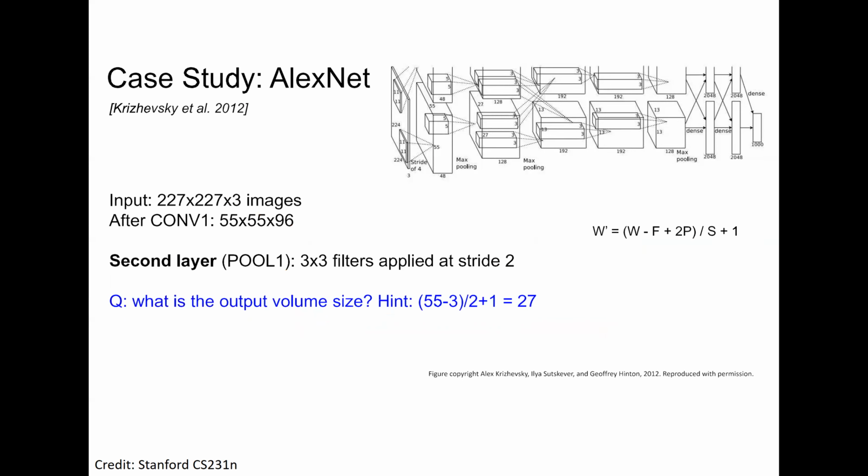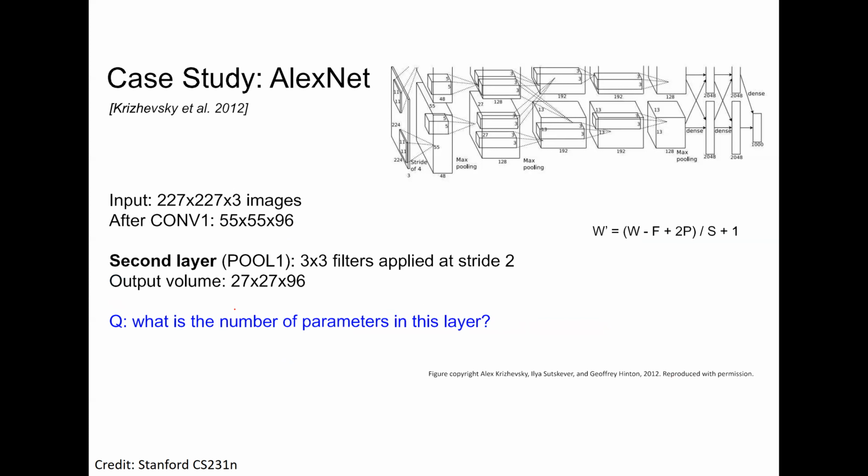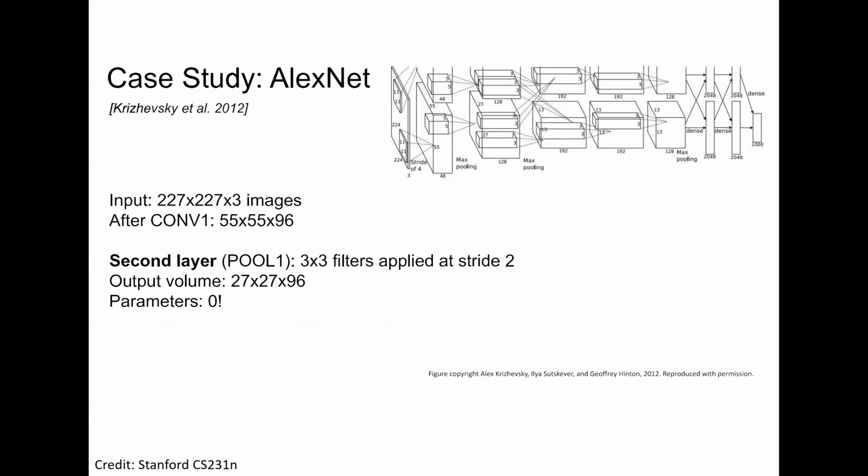Okay. And the second layer is a 3 by 3 max pooling filter applied with stride 2. And after this, the input size, which was 55 by 55 by 96, becomes 27 by 27, and the number of channels does not change. And what is the number of parameters in this layer? Because this is a max pooling layer, it does not contain any parameters. So the number of parameters is 0.